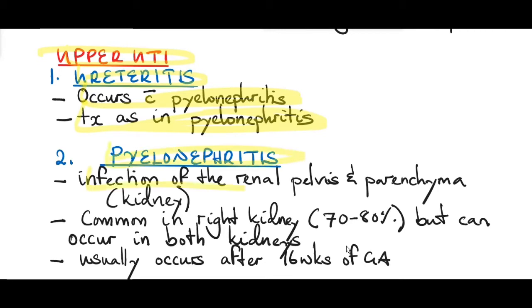Pyelonephritis is infection of the renal pelvis and parenchyma. This is the kidney. It's common in the right kidney because we said the dextrorotation of the gravid uterus occurs on the right side of the body, which compresses the right ureter and causes right hydronephrosis. But it doesn't mean it can't occur in the left kidney. It can occur in both kidneys. It usually occurs after 16 weeks of gestational age.